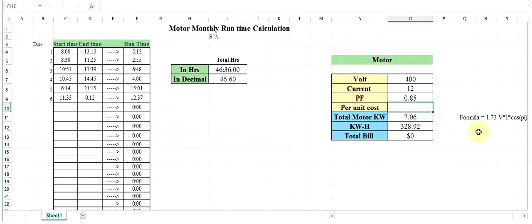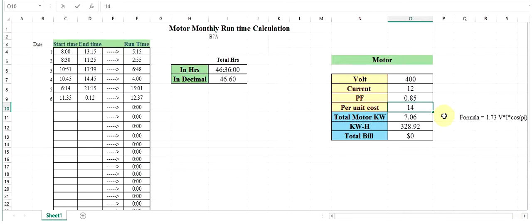And then there is the per unit cost. So here is the unit cost. In Pakistan we are using 14 rupees per unit. I don't know how many dollars they are charging for 1 unit in Canada and the USA, but in Pakistan they are charging 14 rupees for 1 unit.